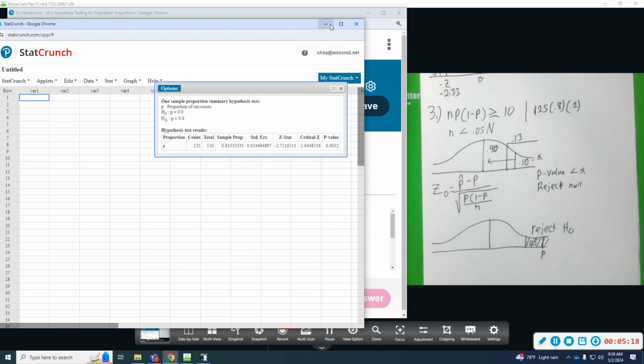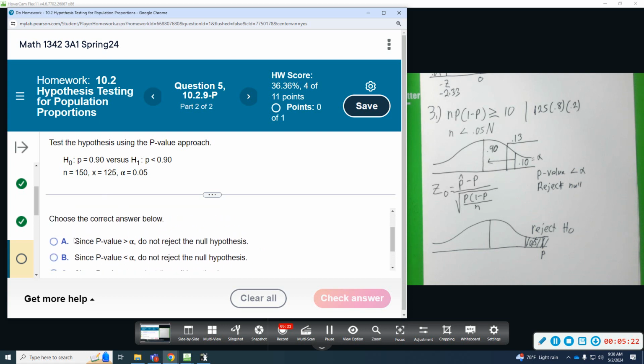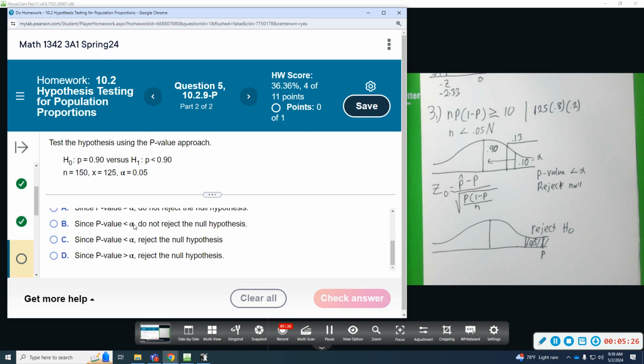So that being the case, p is greater than alpha, no. Since p is less than alpha, do not reject, nope. Since p is less than alpha, reject the null. That's what we're going to do.